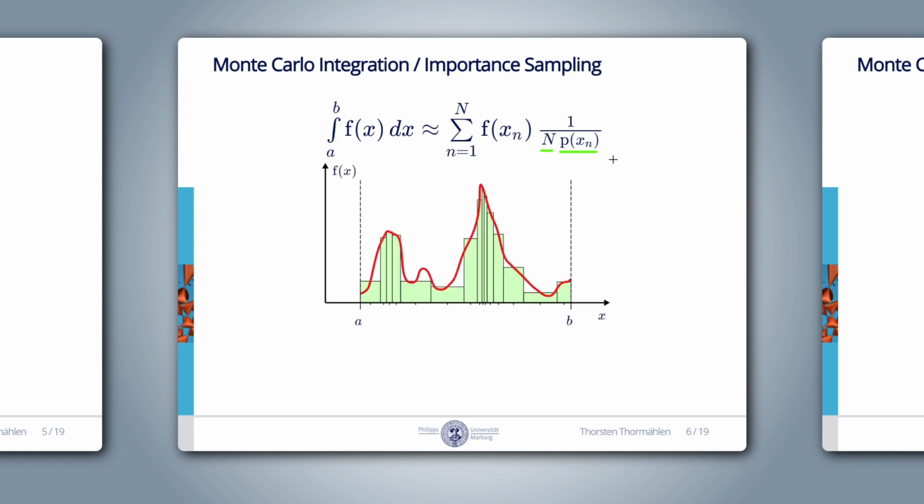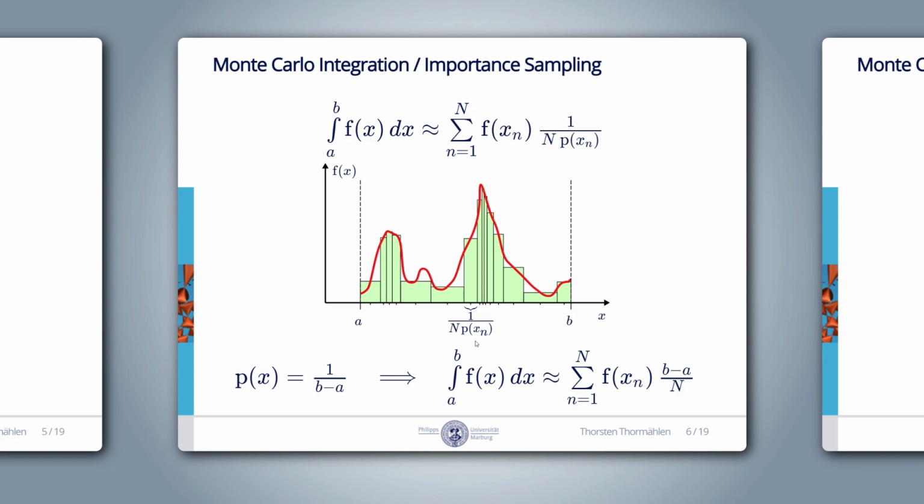Consequently, when we visualize the contribution to the integral of each sample using green rectangles as before, the width of a rectangle is 1 divided by capital N times the probability density function. This means the width is no longer the same for all rectangles, but inversely proportional to the value of the probability density function at the current location. A feature of importance sampling is that it works for any probability density function p of x. Of course, this means we can also choose a simple uniform distribution in the interval from a to b if we want.